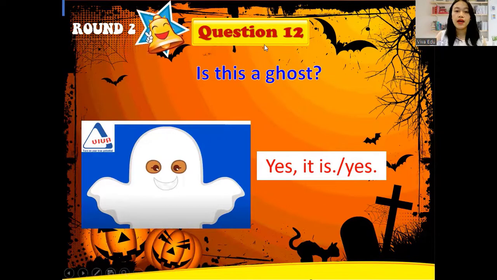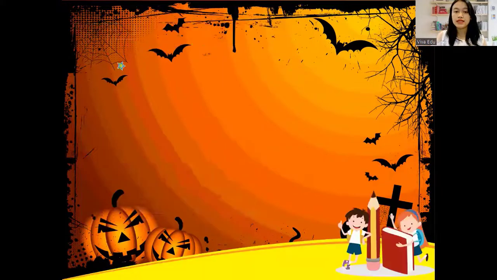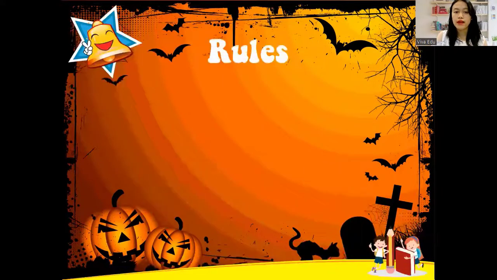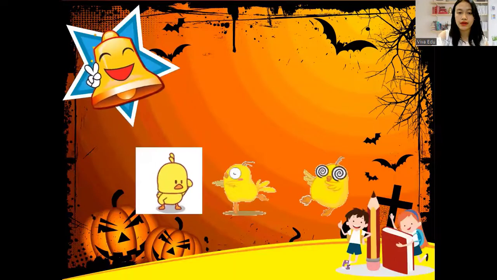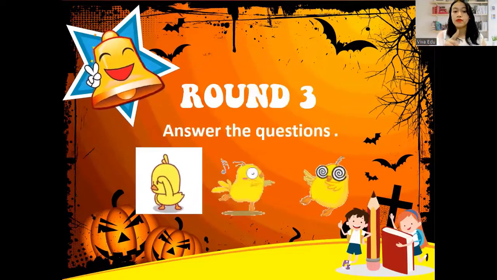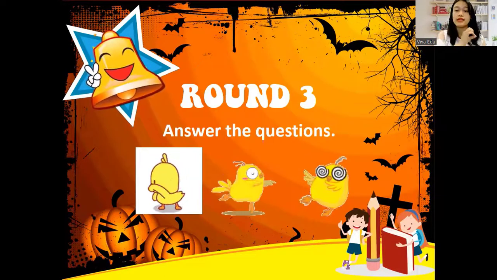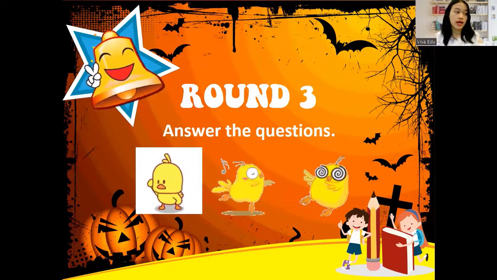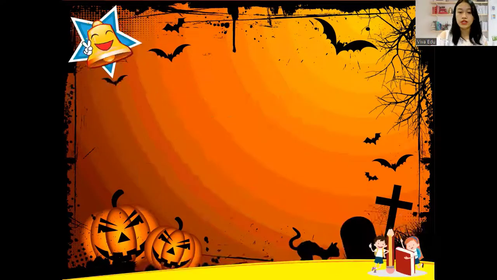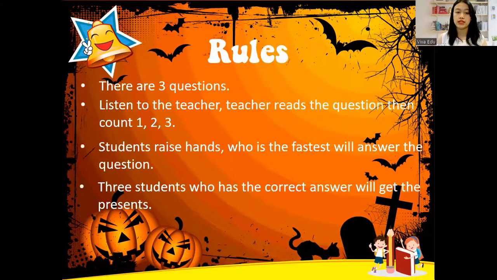Okay, so the next round for grades 1 and 2 and grades 3, 4, 5 is answering the question. This round is round 2 for grades 1 and 2, but for grades 3, 4, 5, that is round 3, and they will answer the question. From this question, we only have 3 questions.